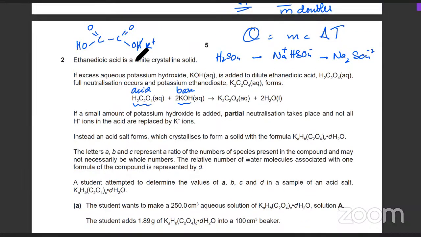So I don't think there's a lot of things that can happen. This is ethanoic acid, so maybe there's 1 K+1, maybe there's 2 K+1.